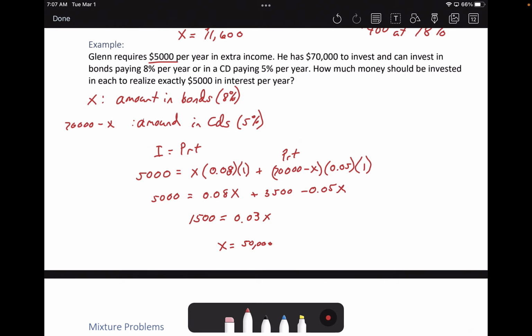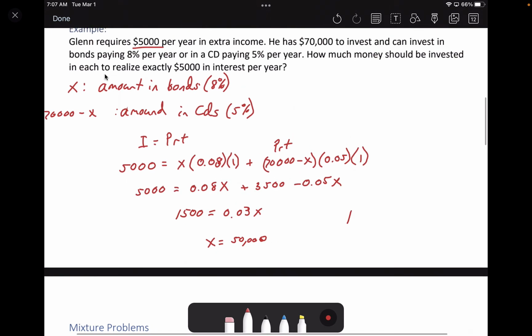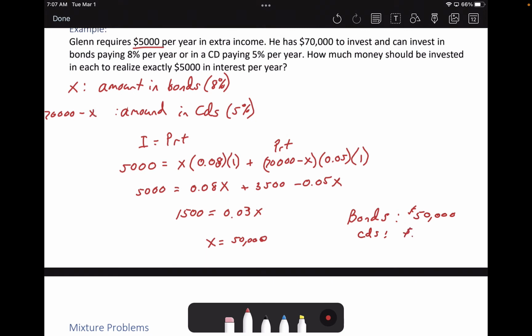And now we just need to make sure we answer the question. This question is how much money should be put into each account. X we found to be $50,000. Which one is that? Go back to what we did at the beginning. We labeled the bonds as X. So bonds is $50,000. And then the other option was CDs. CDs we labeled as 70,000 minus X. 70,000 minus 50,000 is 20,000.